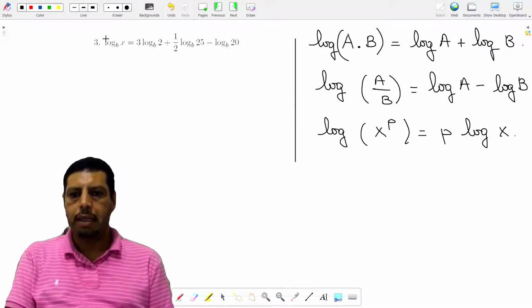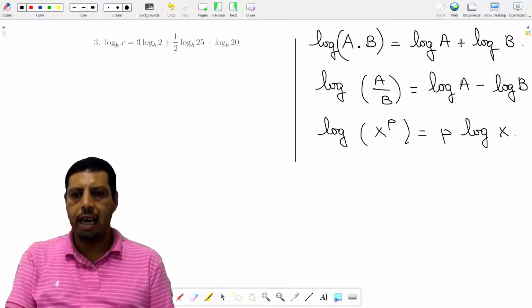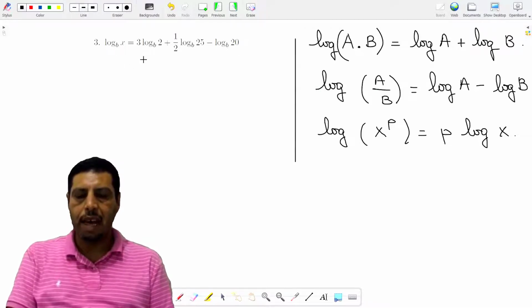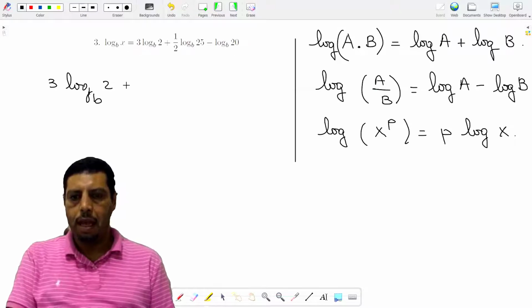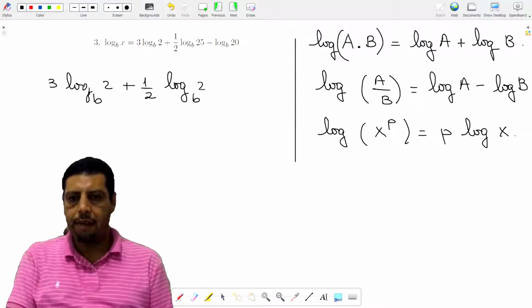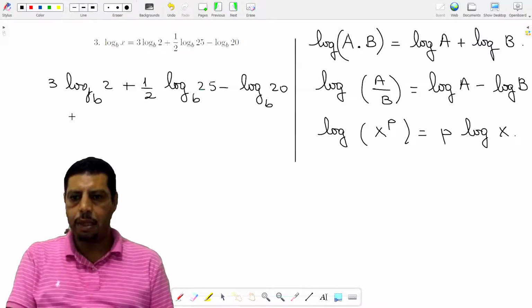Now, let's try to solve this. So here the idea is to write the right-hand side as a single logarithm expression. It means we're gonna try to write this log base b of x equals log base b of something, of an expression. So let's try to manage this right-hand side term by term to get a single logarithm, okay? So let's write that 3 log base b of 2 plus half log base b of 25 minus log base b of 20 equals what?